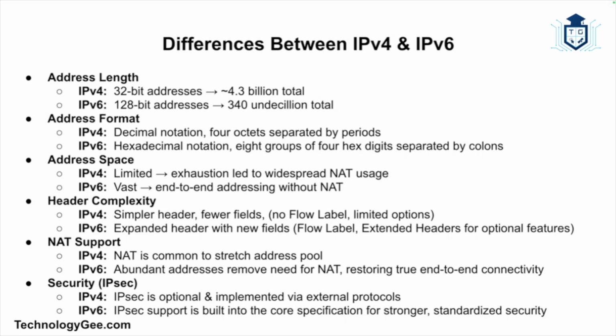All right, so let's go over the differences between IP version 4 and IP version 6. While IP version 4 has been the dominant IP address scheme for decades, the exhaustion of available IP version 4 addresses has led to the adoption of IP version 6. And here are some key differences between version 4 and version 6.